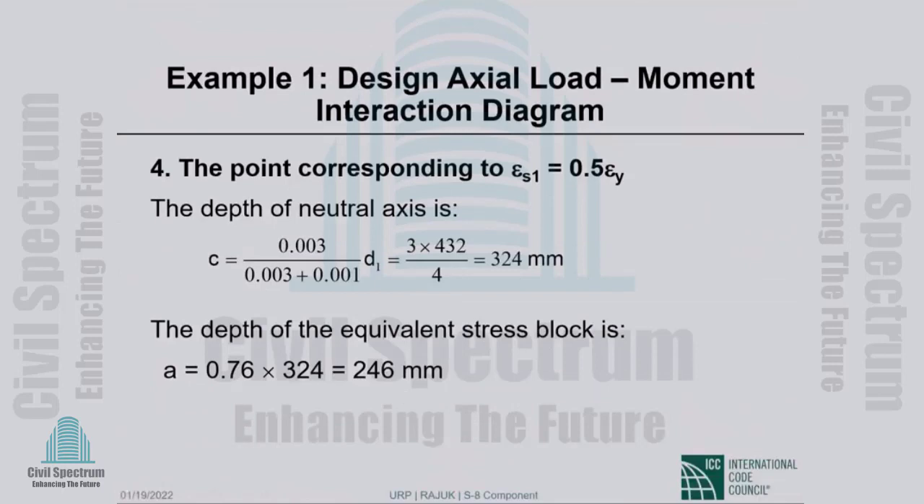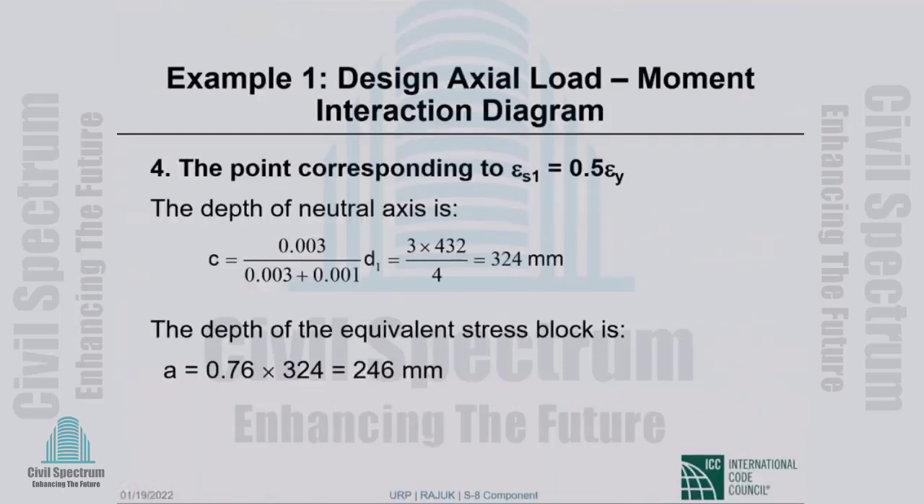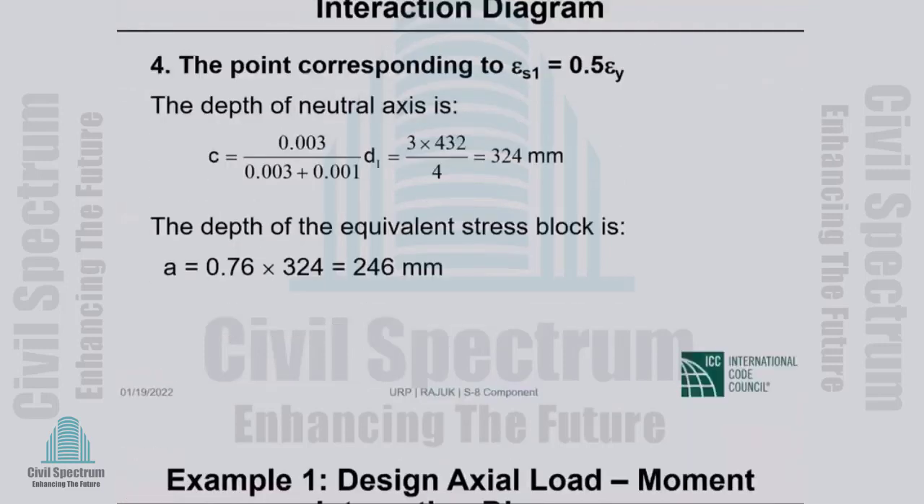Point 4. The strain in the tension steel is half of the yield strain. Half the yield strain. This is now 0.001 or something like that. So the neutral axis depth for half the yield strain comes to 324 millimeters. It has increased even further. The depth of the stress block is 246, 76% of 324.